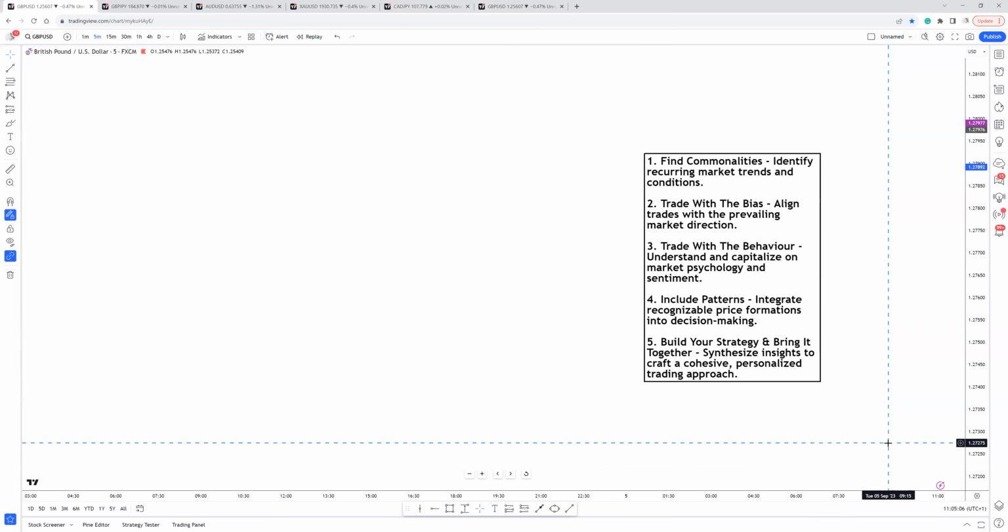Finally, when building your strategy, bring everything together. Okay. Make sure you bring all the insights and the data that you've collected and craft a cohesive, personalized trading approach that fits you. It's that simple.